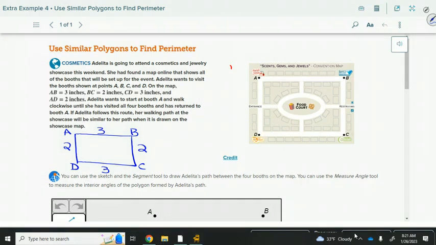So this is the map, and it's going to be in proportion to like the real life mall. So like on the map, this might only be 2 inches and 3 inches, but in real life it's bigger, and that's what we're going to figure out.